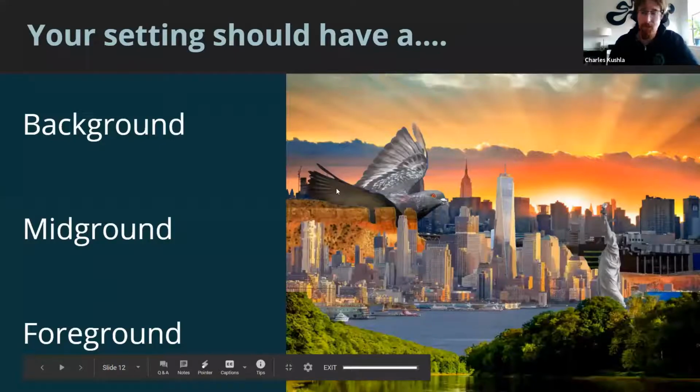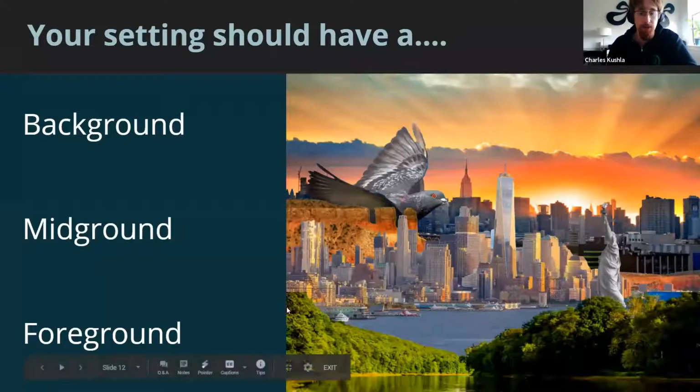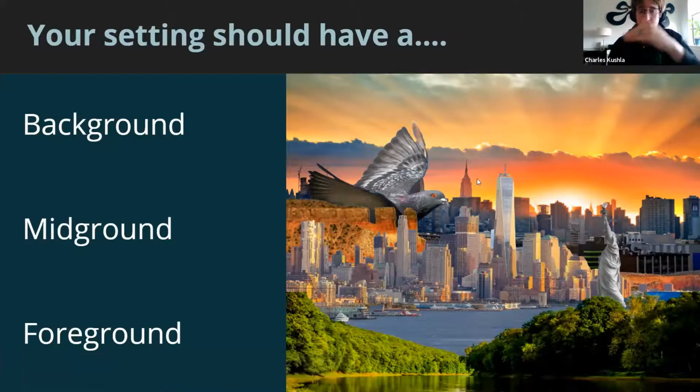All right, so we're back. So the key is you've now found at least 5 to 10 pictures that represent images of where you're from, where you live now, where you'd like to visit. Now the work is choosing what you want to put in the foreground, middle ground, and background, and then arranging them to create balance and space.